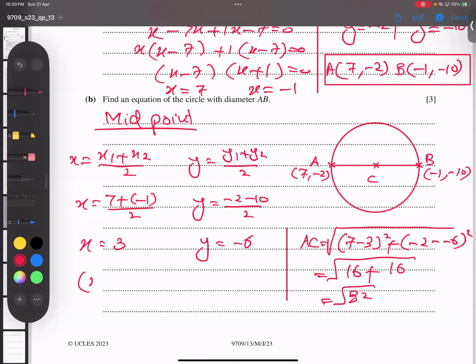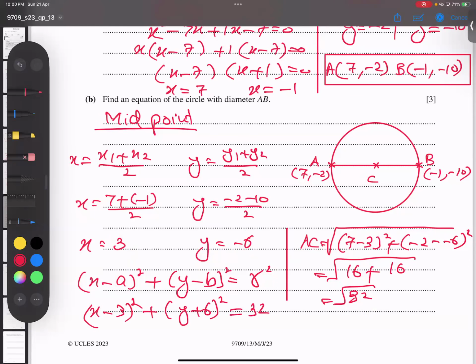And what is the formula of a circle? (x minus a) whole square plus (y minus b) whole square equals r square. So students, this 3 will come in the place of a and negative 6 in the place of b. When I plug in, x minus 3 whole square, and minus into minus becomes positive, so y plus 6 whole square. And when I plug in this, the square root cancels out. This is my final answer. I believe the point is very clear, and let's go for the next question.